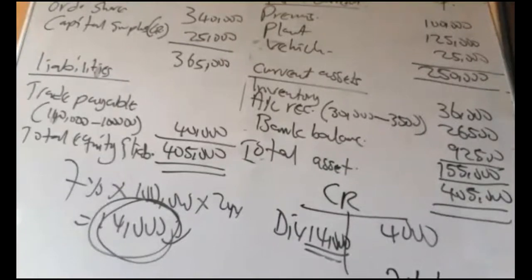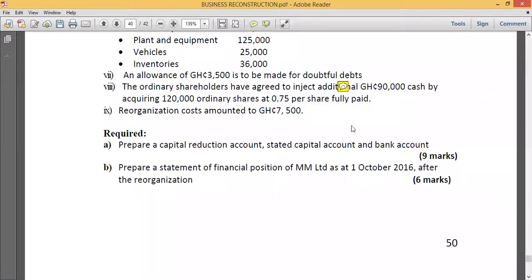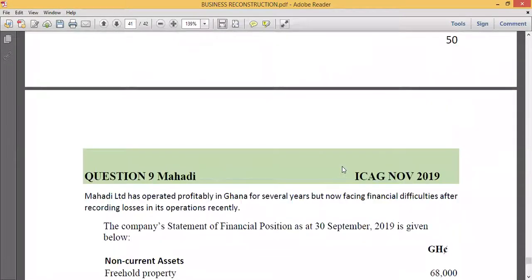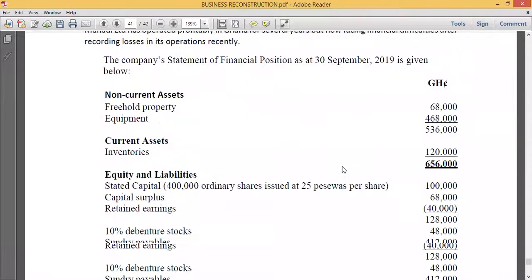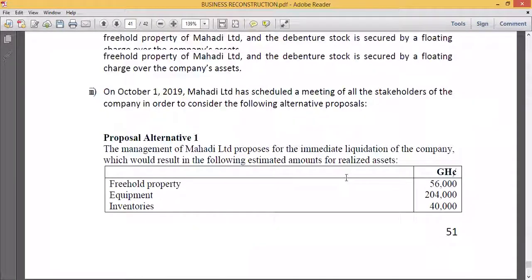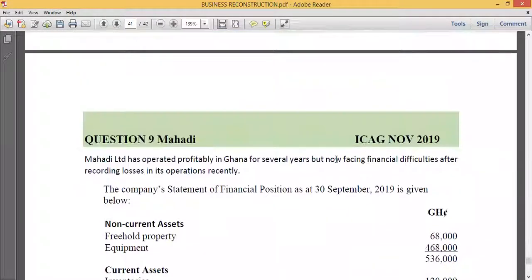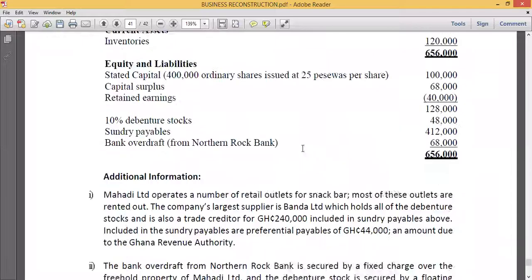So thank you very much. The remaining part of the questions are yours, try and do justice to them. Okay. And you'll be fine. The same question was, look at the question carefully. So, do the notes. Then, question 9 will be yours.